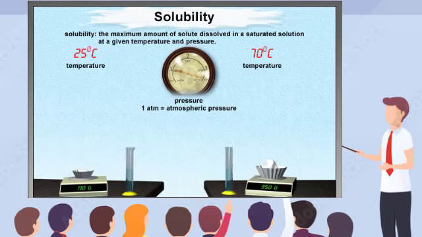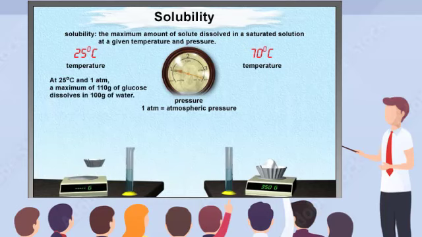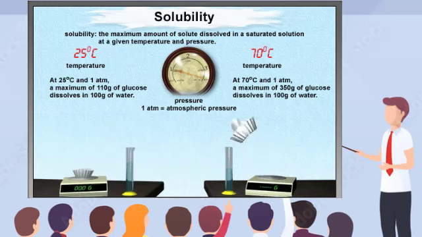For example, at 25 degrees Celsius and 1 atmosphere of pressure, the solubility of glucose is 110 grams in 100 grams of water. At 70 degrees Celsius and 1 atmosphere of pressure, the solubility of glucose is 350 grams in 100 grams of water. Another factor that influences the solubility of a substance is polarity, which will be discussed next.